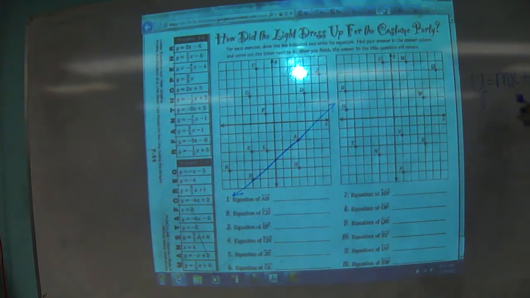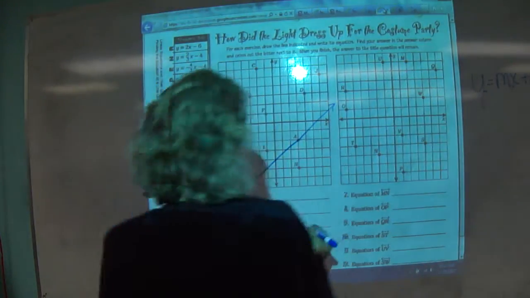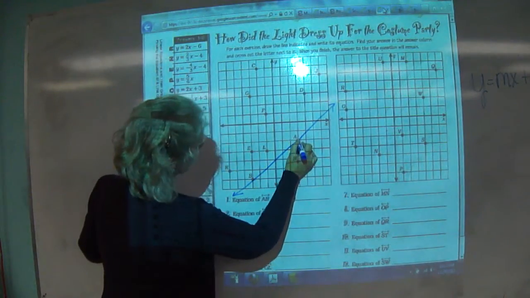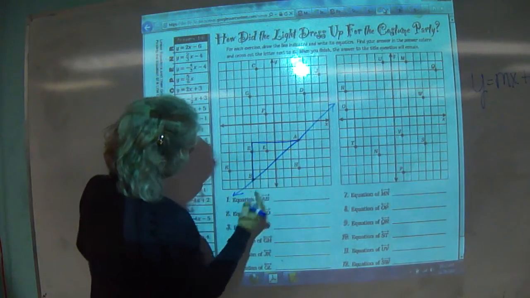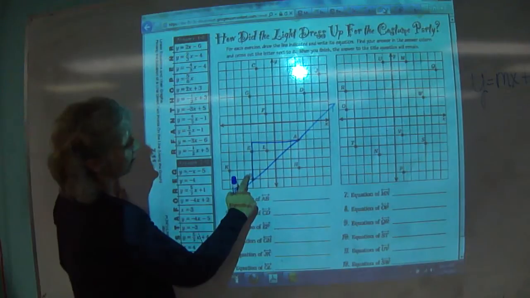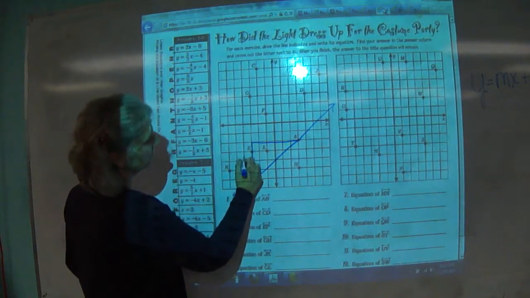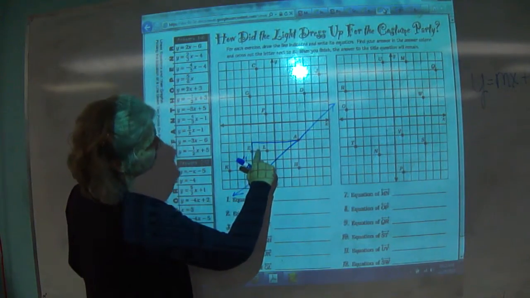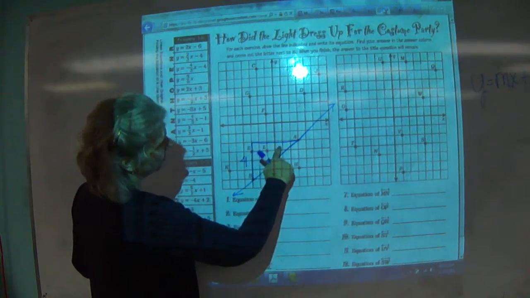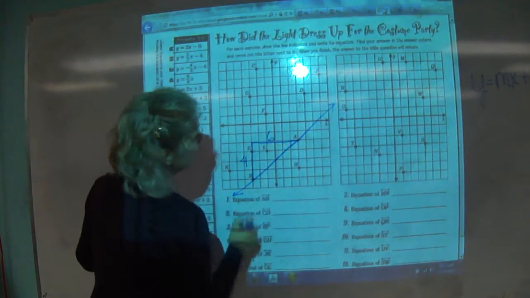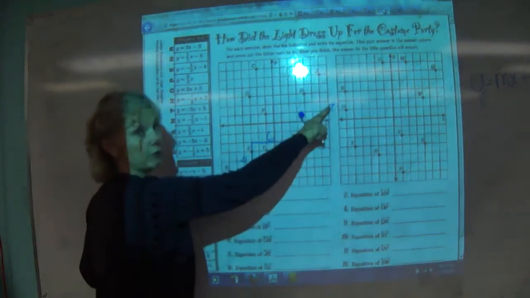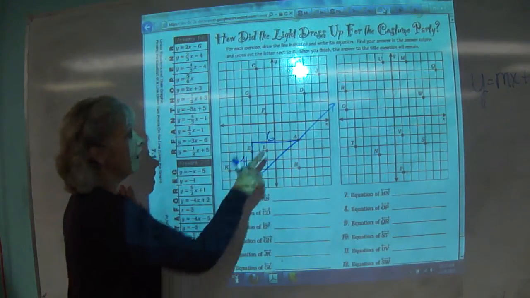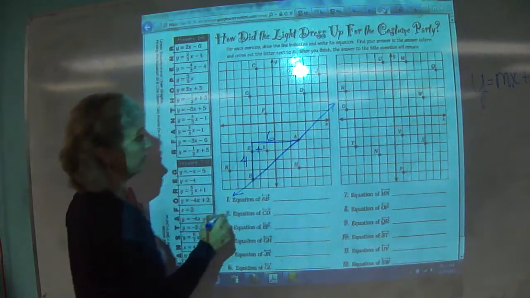So, to find m, we draw our right triangle. Okay? So draw your right triangle, and it doesn't matter if you draw it up or down. So how many boxes did we go up? 1, 2, 3, 4. And how many boxes did we go over? 1, 2, 3, 4, 5, 6. And are we going uphill or downhill? Uphill, if we walk from left to right. Okay, so we have a positive slope.